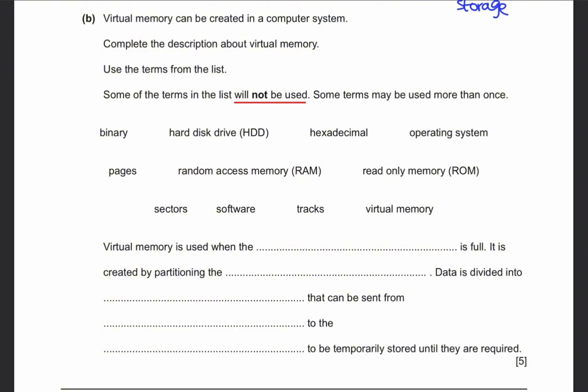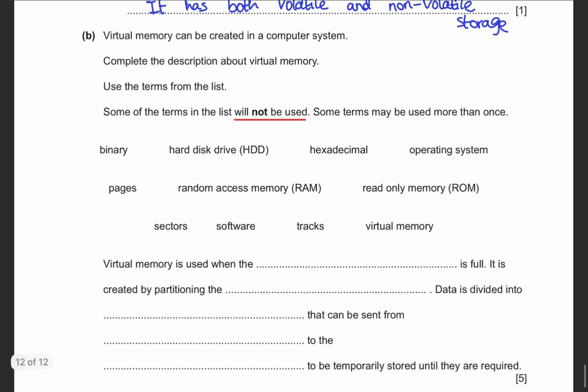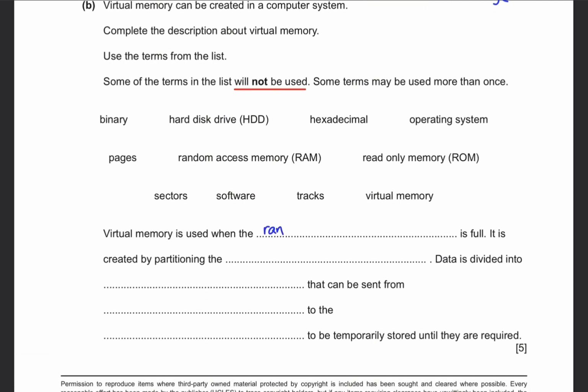The first line says virtual memory is used when the dash is full. So when the random access memory is full. It is created by partitioning what? It is created by partitioning the hard disk drive. This is also done.